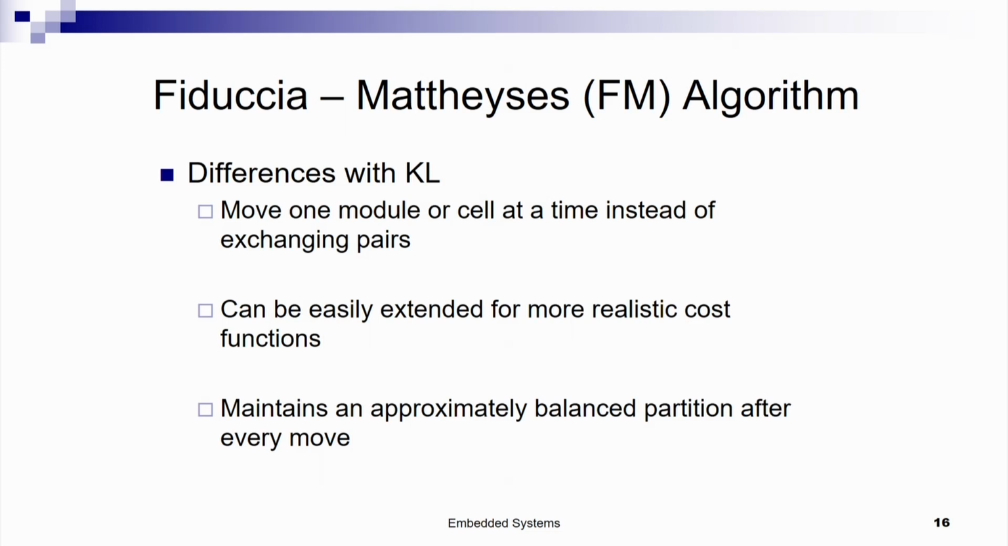The last algorithm before finishing this lecture is the Fiduccia-Mattheyses algorithm. It is an extension of the Kernighan-Lin algorithm. Instead of node pairs, in this algorithm we move one module or cell at a time instead of exchanging pairs, and it can easily be extended for a more realistic cost function. For example, let us say our objective is minimizing execution time.